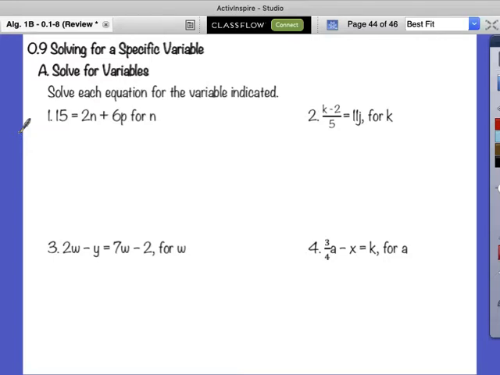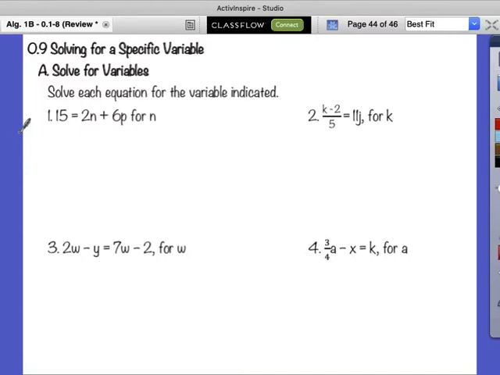You're welcome. Okay. So this time we're going to solve for a specific variable. In this case, we look at number 1. 15 equals 2n plus 6p. How many different types of variables do you have? 2. So before, on the homework we just turned in today, but that we're not doing right now, we had the same variable multiple times. This time, we have multiple variables.